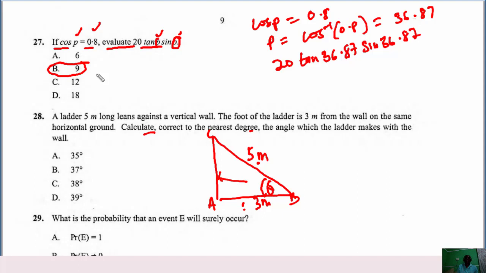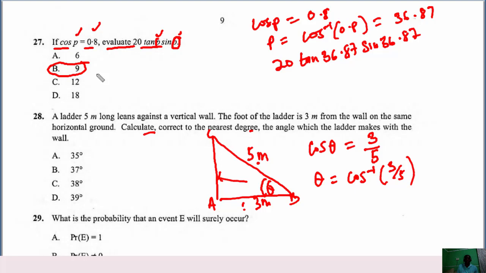So adjacent and hypotenuse, you say cos theta, where the angle is adjacent, which is 3, over hypotenuse 5. So theta will be cos inverse of 3 over 5. So you take the calculator, shift cos, then put 3 over 5, and it will give you 53 degrees.